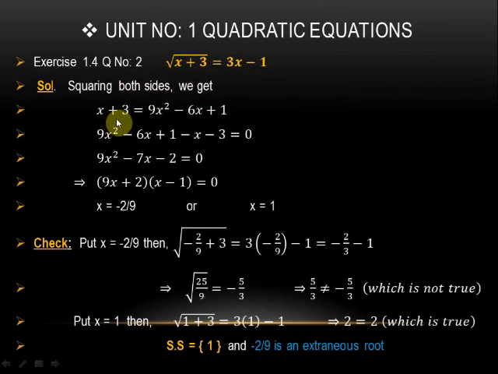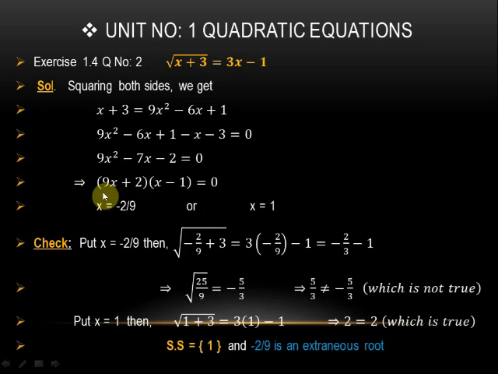We switch all the values from left side to right side of the equation. So 9x square minus 6x plus 1 minus x minus 3 is equals to 0. 9x square minus 7x minus 2 is equals to 0. On simplification, we will get a standard quadratic equation. By the method of mid breaking, we get two factors, 9x plus 2 into x minus 1 is equals to 0.